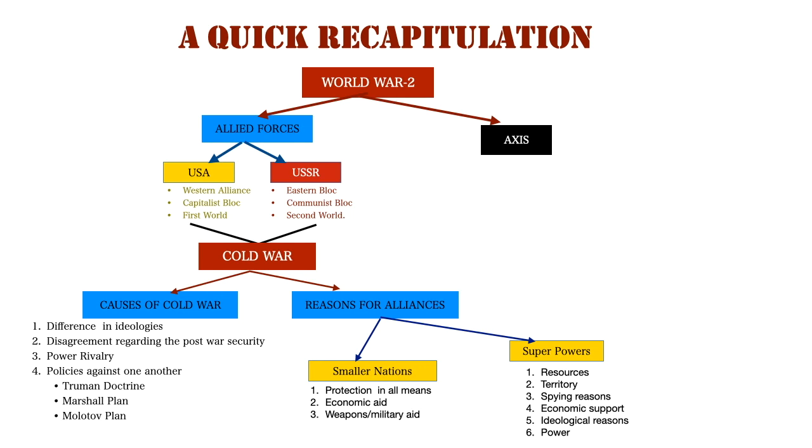We then learned about how the world got divided into alliances starting from Europe, and the reasons, as in the case of smaller countries, to join the alliances for protection, economic and military aid, and the superpowers to enter alliances for resources, territory for spying and launching weapons, and of course to spread their ideology.